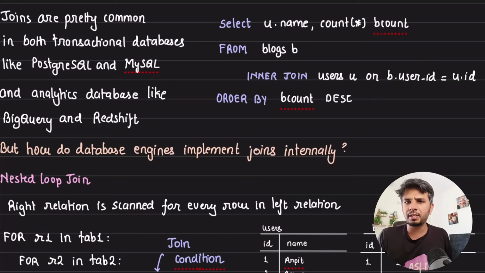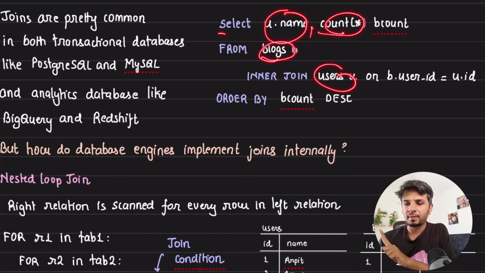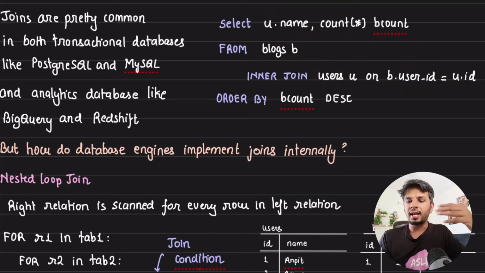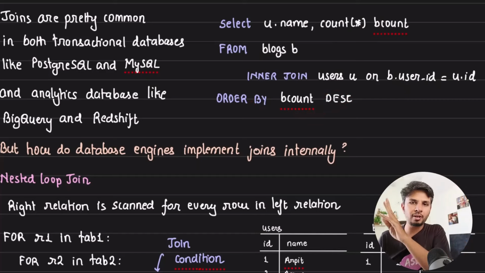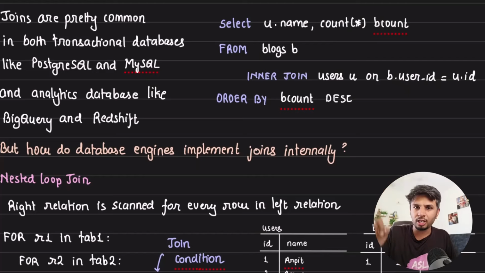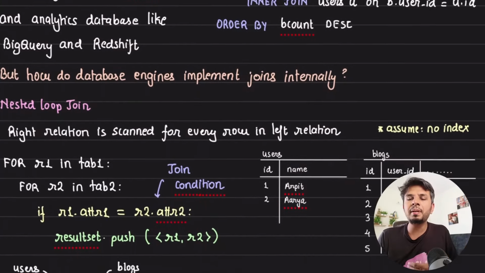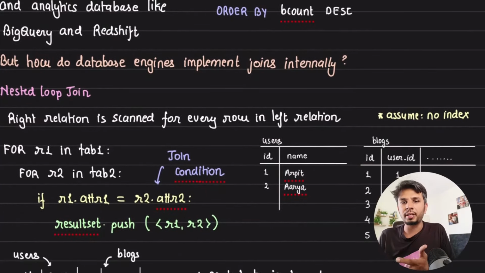So my query would look something like this: select user.name and count star from blogs inner join users on blog.userid equal to user.id. So now I'm joining the two tables on blog.userid and user.id and counting the number of blogs that are there. Order by bcount in descending order. This would give me, for each user, the total number of blogs he or she published, ordered by total number of blogs in descending order. Okay, but given this query, how is your database engine, MySQL, Postgres, whatever, implementing it internally? What are they doing internally to do it?